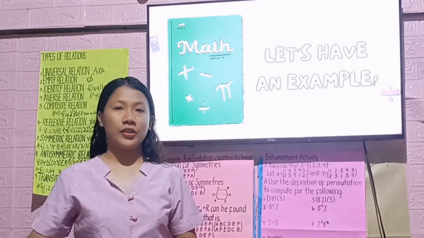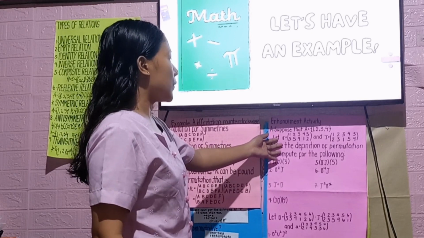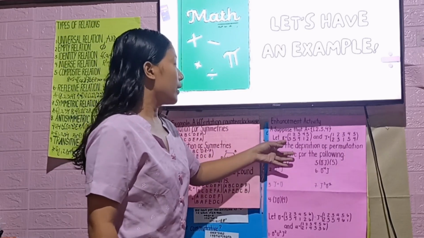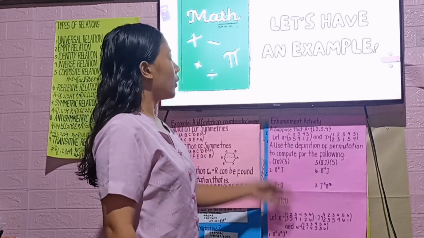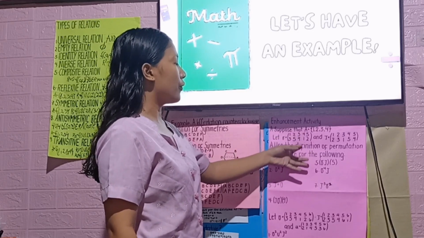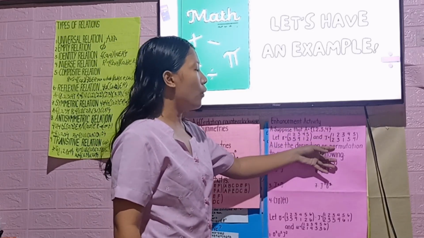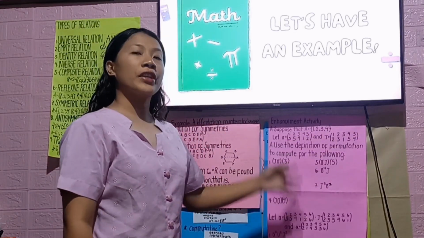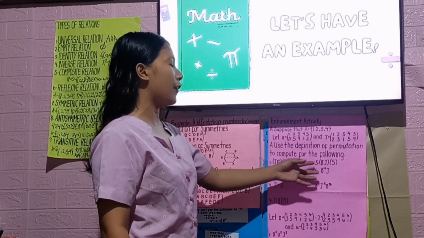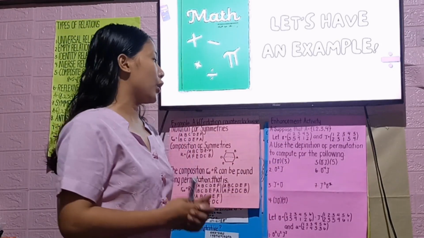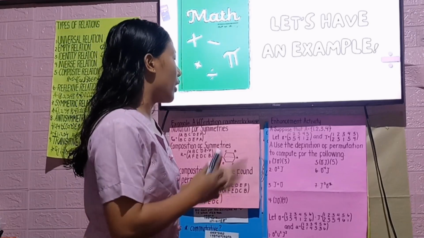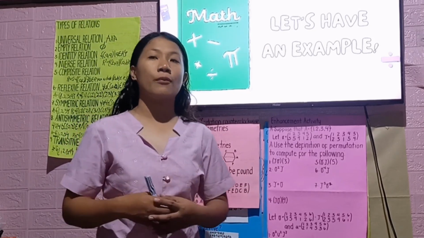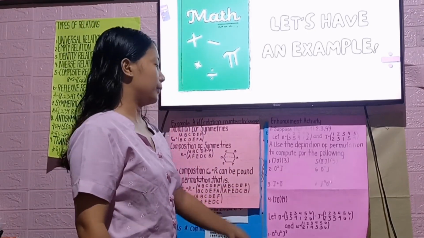So let's have an exercise. Suppose that A is the set 1, 2, 3, 4, 5. Let sigma contain 1 to 3, 2 to 5, 3 to 4, 4 to 1, 5 to 2, and tau contain 1 to 2, 2 to 3, 3 to 1, 4 to 5, 5 to 4. Use the definition of permutation to compute the following. I will answer numbers 1 to 3 and the rest will be answered by you, class. After you answer, I will call someone to answer it here.